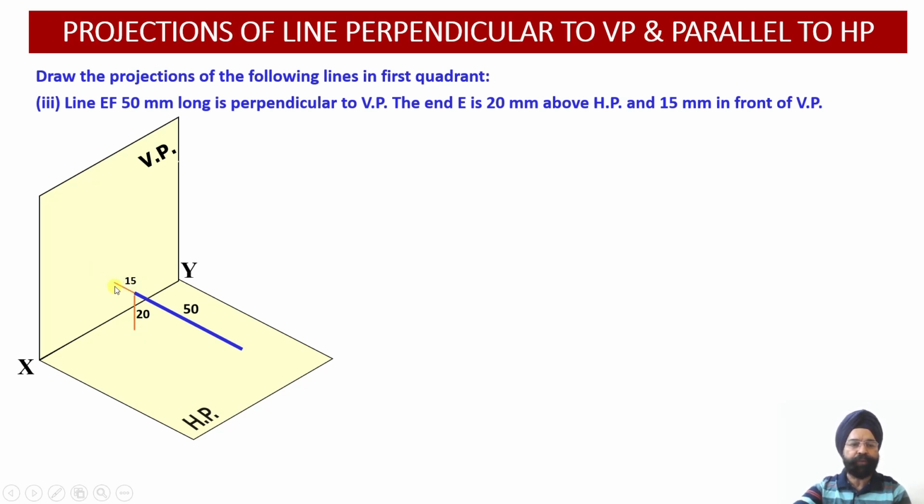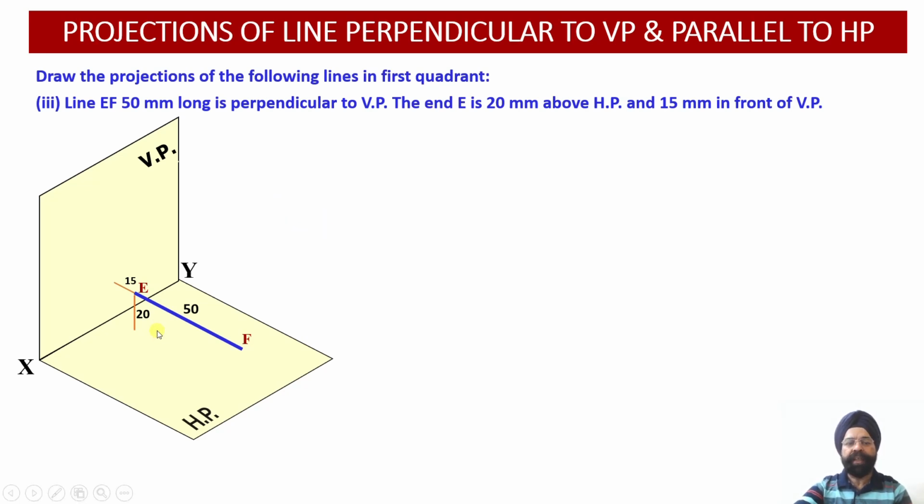So first of all we will have to mark these two distances. Distance from the vertical plane we have to mark as 15 millimeter. Distance from the horizontal plane we have to mark as 20 millimeter. Once we mark these two distances, we can draw the length of the line as 50 millimeter. And how do we denote it in space? Capital E and capital F. Now we have been successfully able to locate this line in the coordinate system, and this line again lies in quadrant number 1.